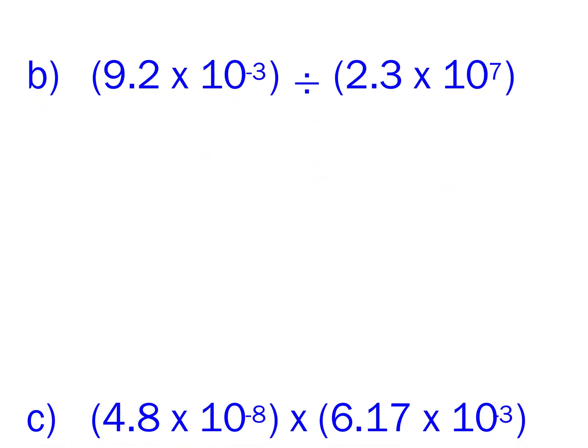9.2 times 10 to the negative 3 divided by 2.3 times 10 to the exponent 7. Okay, this question's different. Why is it different? It's different because the base operation is division. So we are going to be dividing these numbers, not multiplying them. And we're going to be dividing these powers, not multiplying them. So, what's 9.2 divided by 2.3?